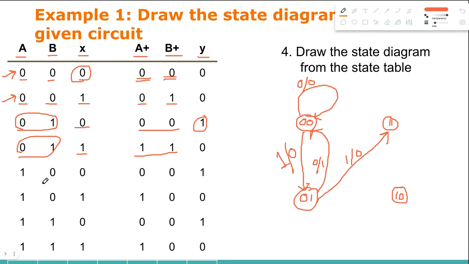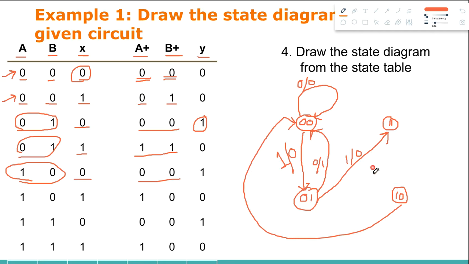For 10, if the present state is 10 and the input is 0, then the next state is 00. So from 10, if the input is 0, the next state is 00, and the output is 1. And for 10, if the input is 1, then the next state is 10. So I go back to 10 again if the input is 1, and the output is 0.